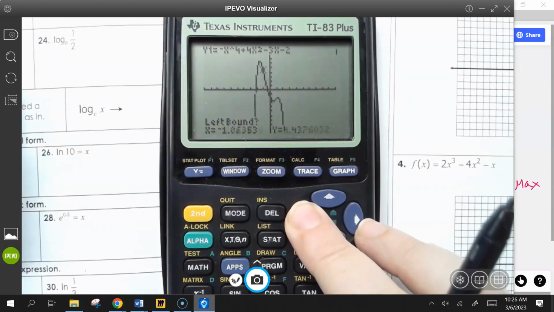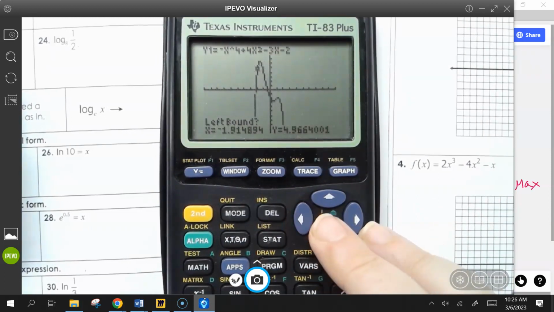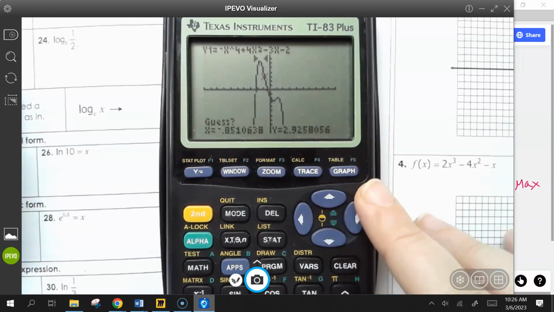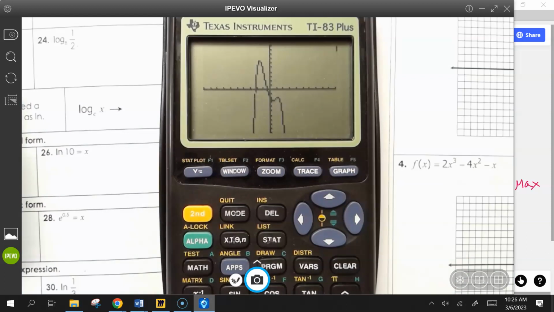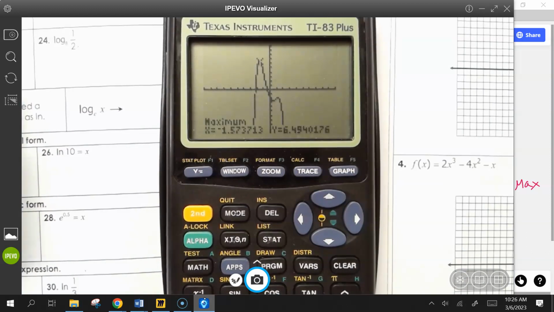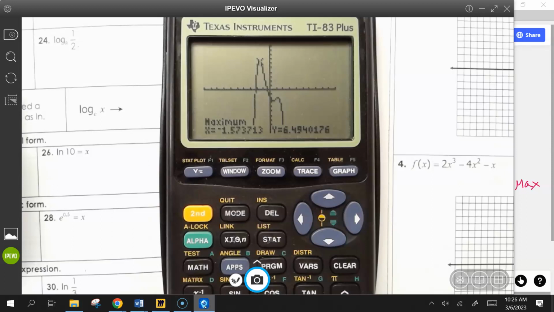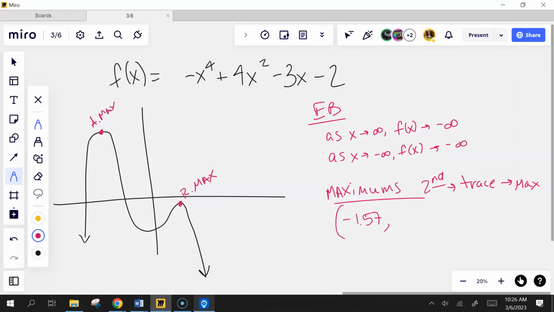Okay, let's see. Which one? You did this tall one first? Hold on, and I'll go back to that one. Let me calculate this one. Negative 1.57. I'm around at 2 places. That's what I got for one of mine. I did the left one first.